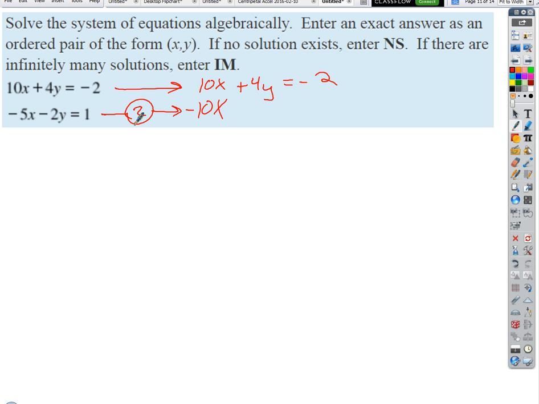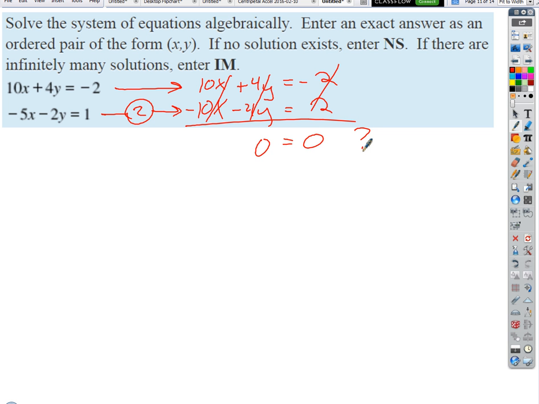So if I multiply through by 2, I'm going to get what? Negative 10x minus 4y equals 2. Now what happens when I add these up? Everything cancels. I get 0 equals 0. How do we interpret that?